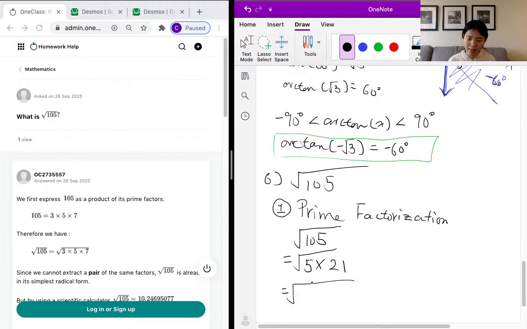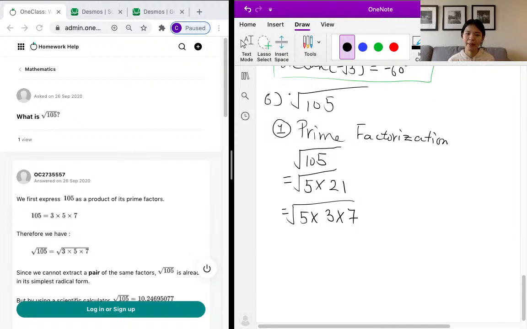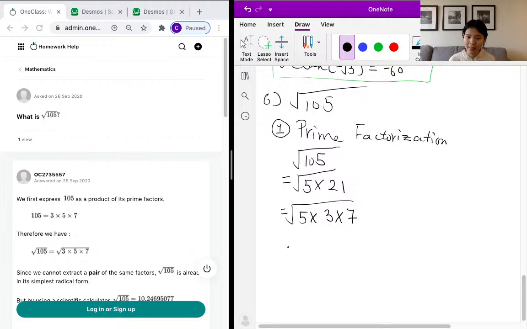Then we have 21, and we know that the sum of the digits of 21, so 2 plus 1 in this case, is 3. And 3 is a multiple of 3, so we know that 21 is also divisible by 3. So we have 21 is 3 times 7. Now we can write 105 as 5 times 3 times 7. We also know that 5, 3, 7, they're all prime numbers. So our process of prime factorization is finished at this point.